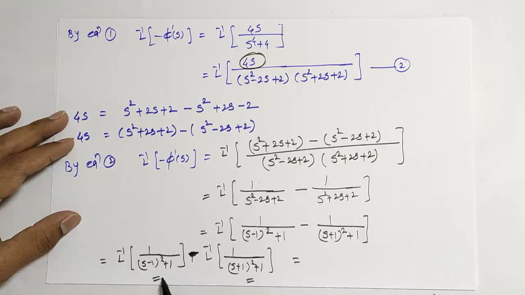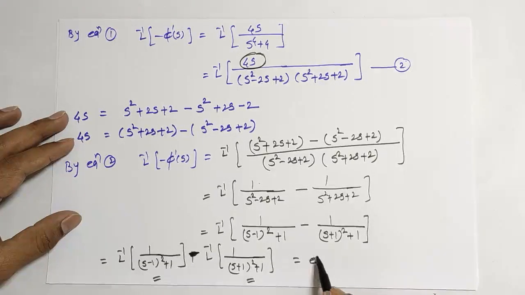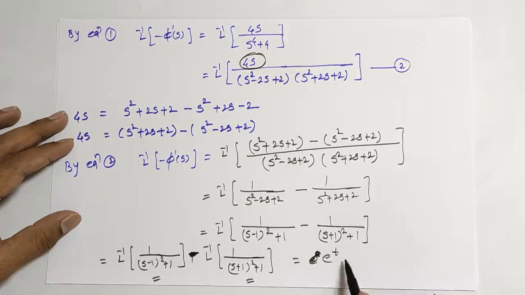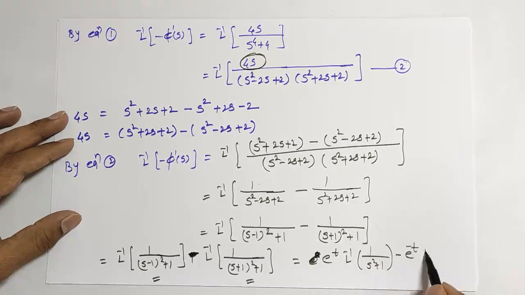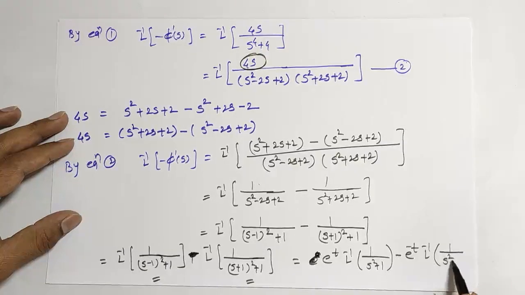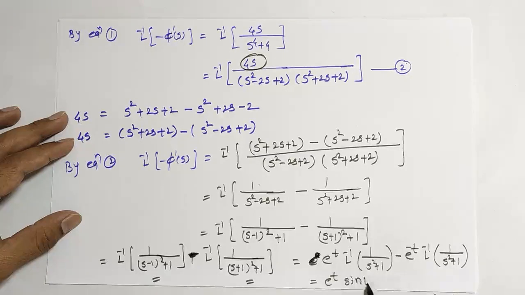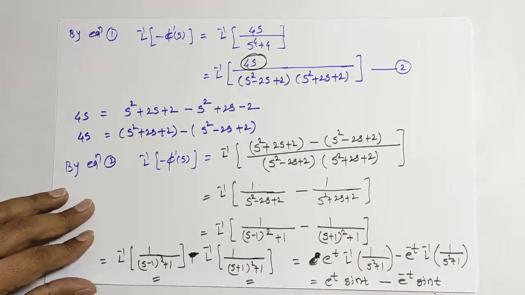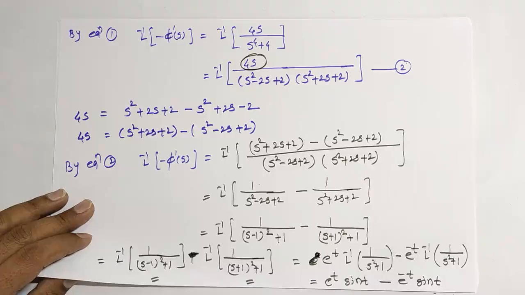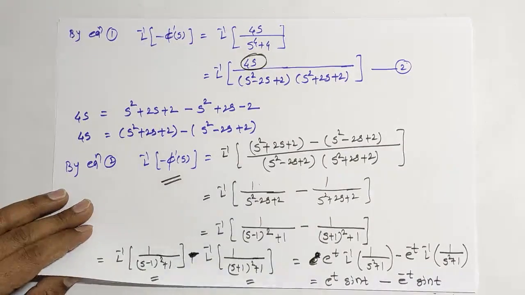So this is phi of s minus a, so it will be e to the power at. The value of a is 1, so this is e to the power t and L inverse of 1 upon s square plus 1. Here e to the power minus t into L inverse of 1 upon s square plus 1. So this is e to the power t into sin t minus e to the power minus t into sin t. Right? So this is my answer, L inverse of minus phi dash of s.